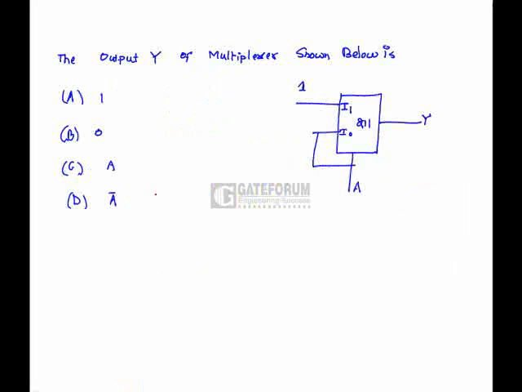Output of a multiplexer shown below is, see, A can take two values, that is 0, 1. We have to look at expression y. So if A is 0, the I0 line is selected, I0 is further connected to A, means output is 0. If A is 1, I1 is passed to the y, that is 1 is connected to I1, hence y is 1. So y is nothing but A, hence option C is correct.